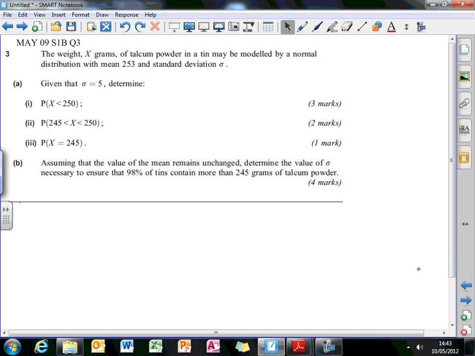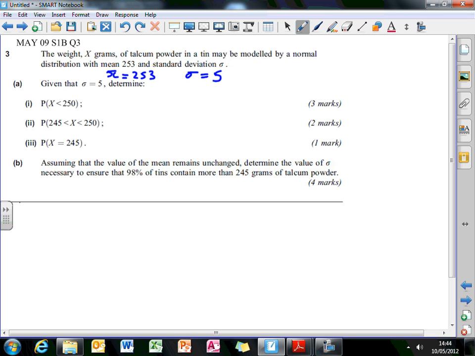Okay, so now for question 3. It's a normal distribution, so you'll need your tables for this one, and it says the mean. Now I use x bar for the mean, but you could use other letters. So x bar is equal to 253, and the standard deviation is 5. So determine the probability that x is less than 250.